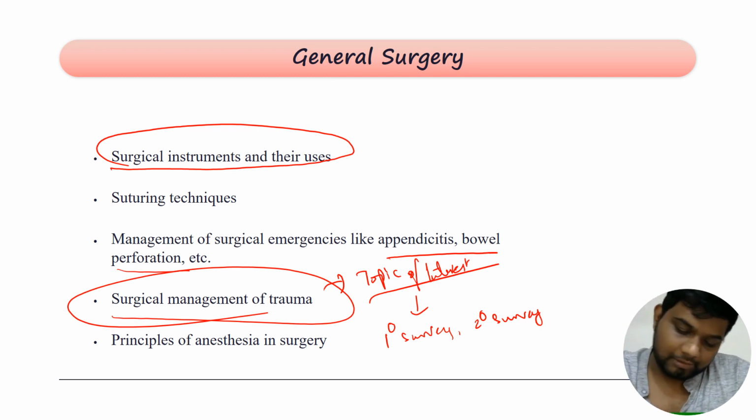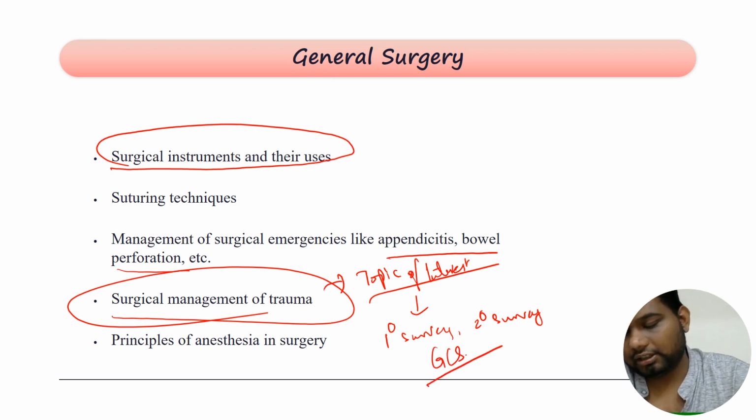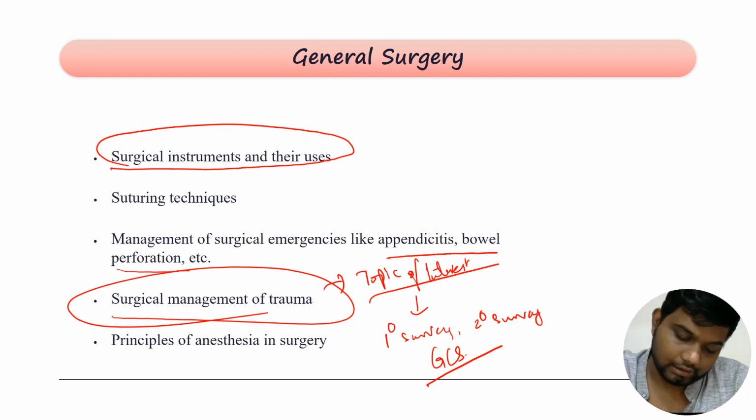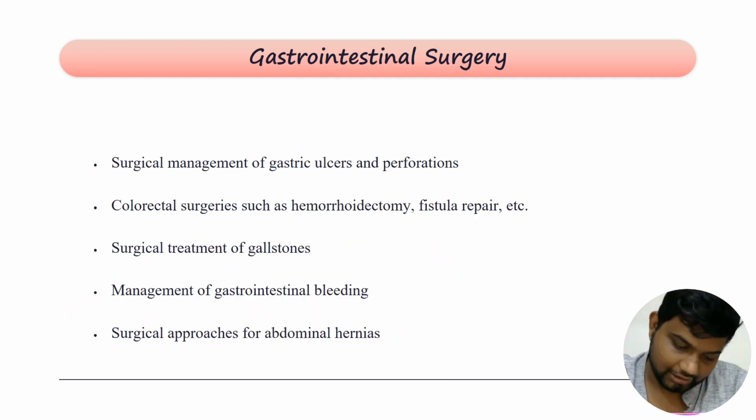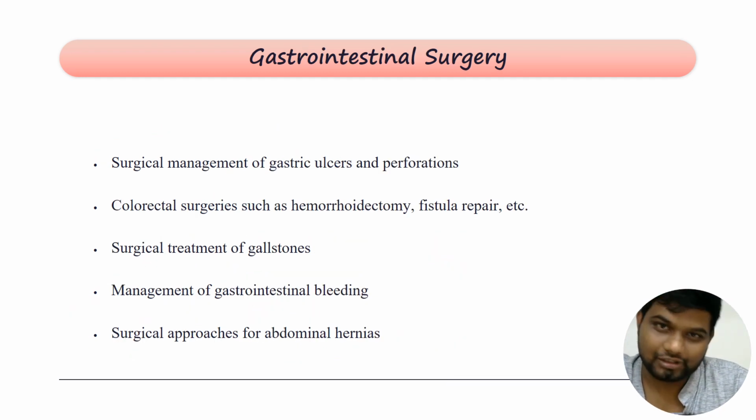The most common area they may ask you is your GCS score. They give you the GCS findings, and then they will ask you to analyze what score the patient possesses. Apart from that, you have the principles of anesthesia and surgery, which are the general principles of surgery. Now the next area is your gastrointestinal surgery.